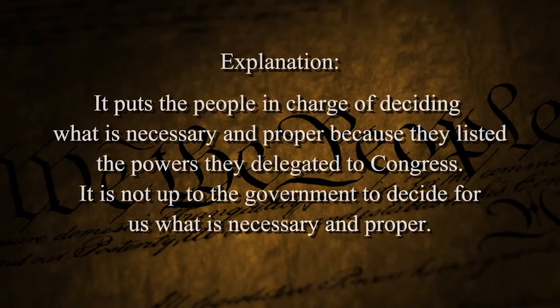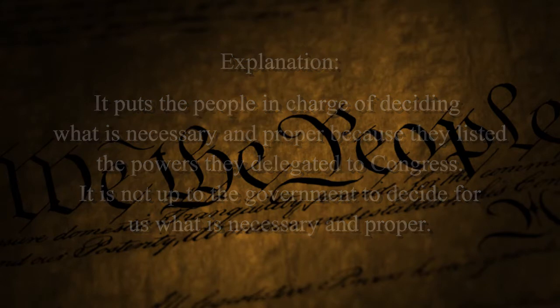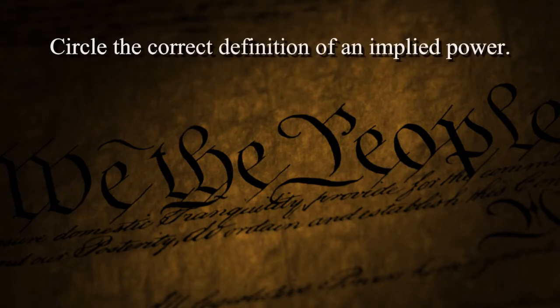Here's my idea, my response. What happens is it puts the people in charge of deciding what's necessary and proper because they listed the powers they delegated to Congress. It's not up to government to decide for us what's necessary and proper. It's up to us, right? That's important because then the necessary and proper clause can't be abused. Okay, here's the next question.